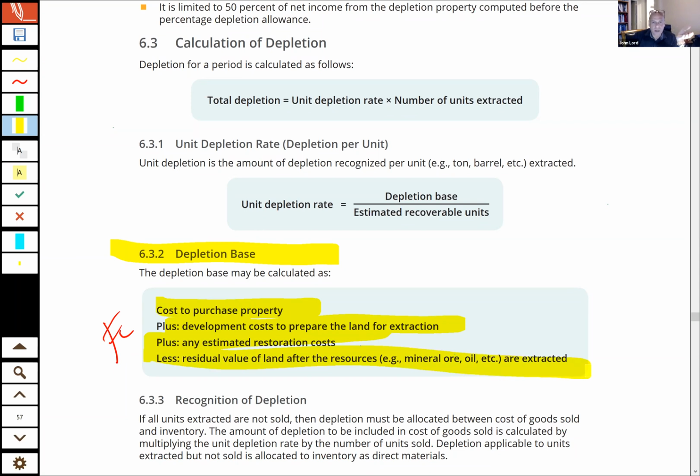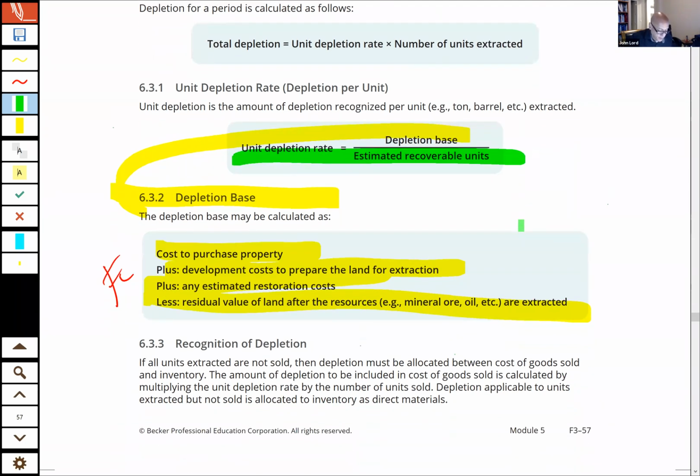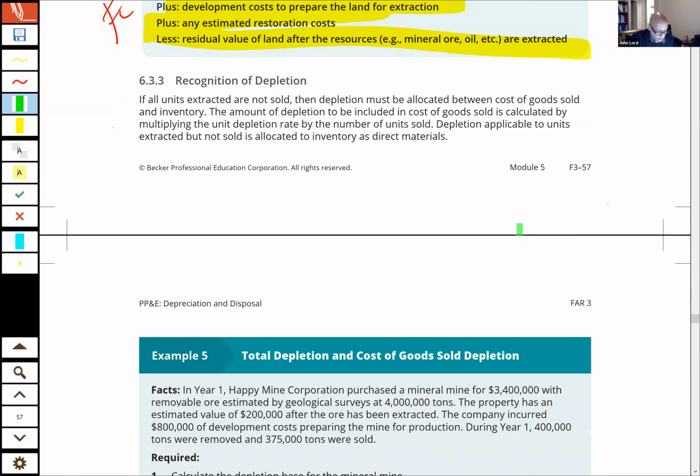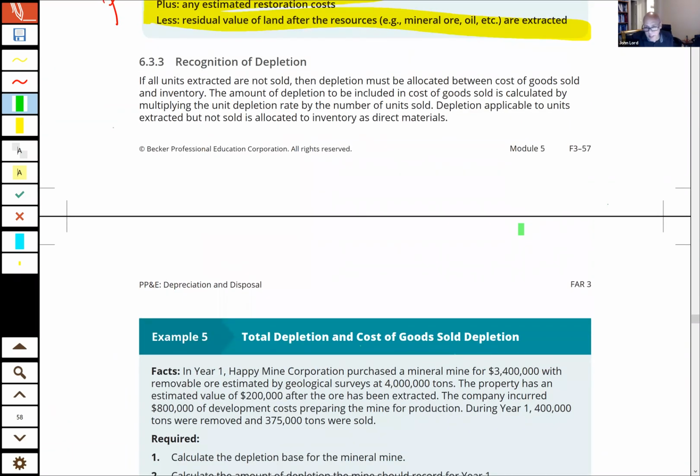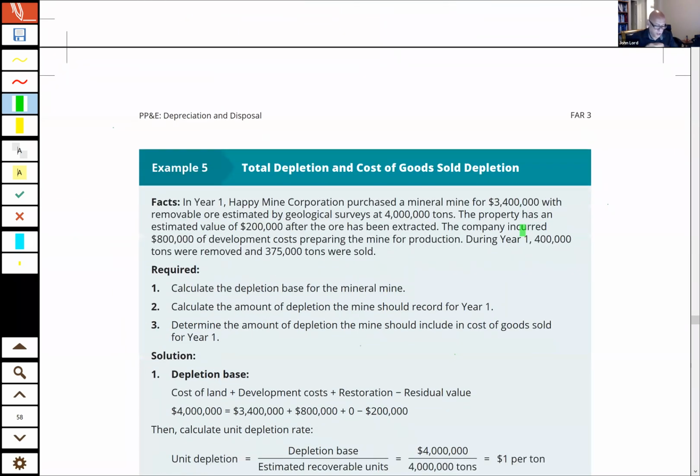Whatever you can sell it for, for that condo developer, that comes off of the depletion base. Okay, so you have that depletion base. Then you have engineers tell you how much you can remove. You can remove 4 million tons of coal from this thing, whatever it is. That gives you your depletion rate. Once you have your depletion rate, you can recognize your depletion by simply multiplying by the number of units extracted.